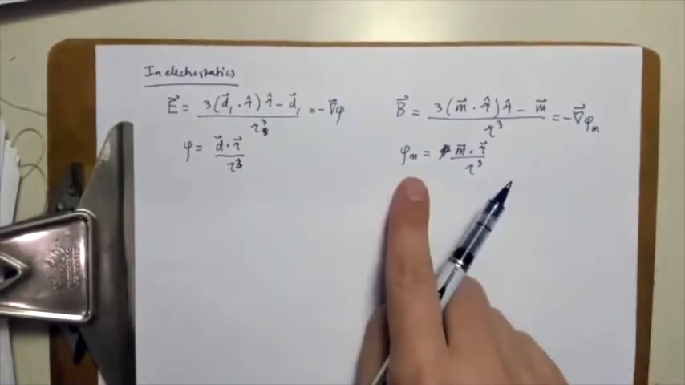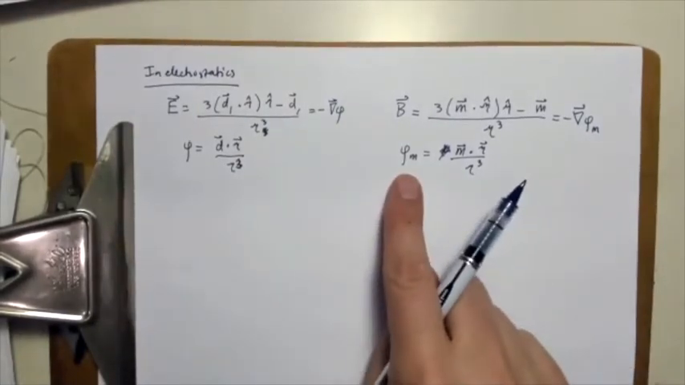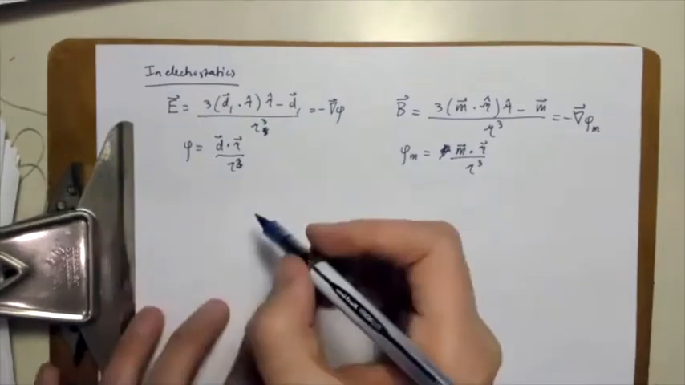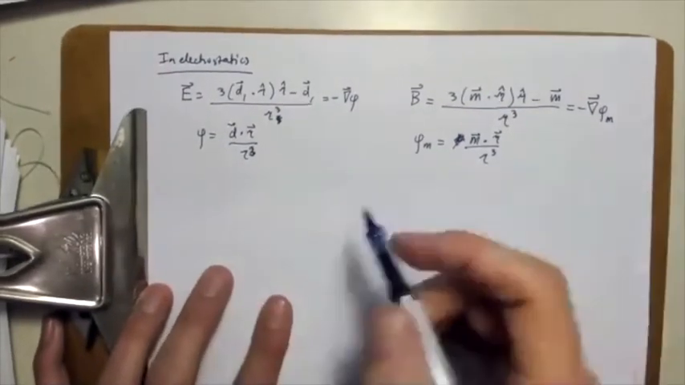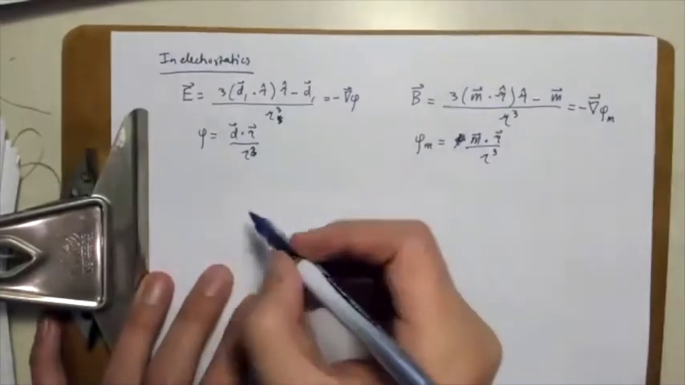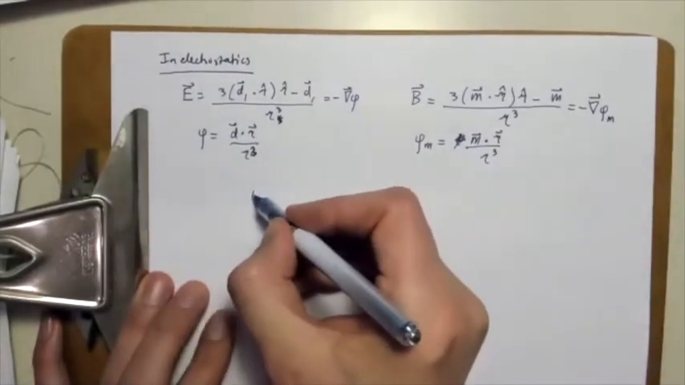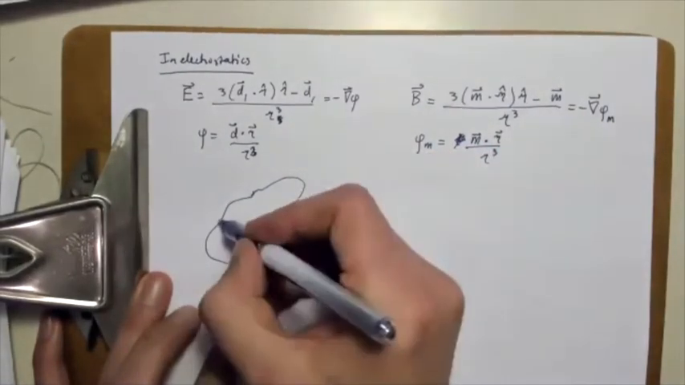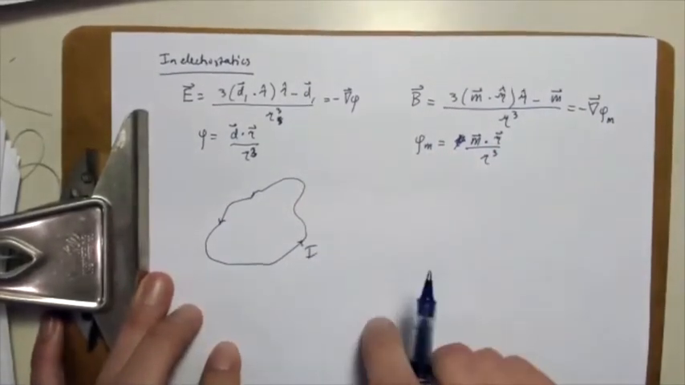It's this same potential. And then the question is, how do you find the magnetic field due to a current, some kind of a current? So let's get this going. Let's say we have some kind of, this is how we draw arbitrary, okay, some kind of a current carrying loop.